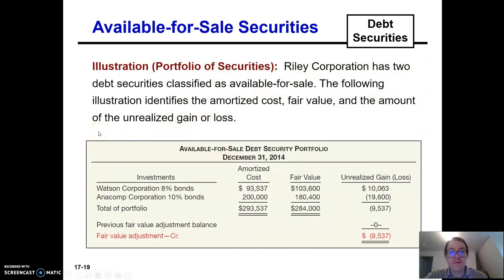All right, so let's keep going with that concept. Try to cement that in your mind. Riley Corporation, they got 2 debt securities. They're both available for sale. And here is a chart about them at the end of their year. They got some Watson bonds. They got some Anacomp Corporation bonds. And here's what we paid for each bond. And here's its current fair value. And so the difference between the two of them is going to be our unrealized holding gain or loss.